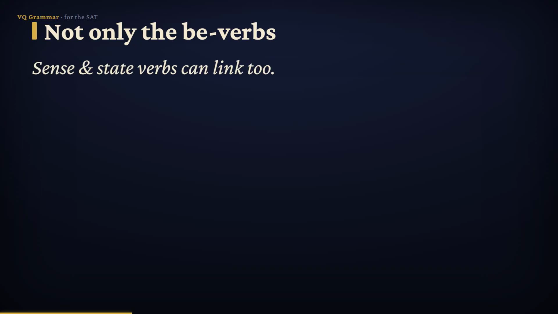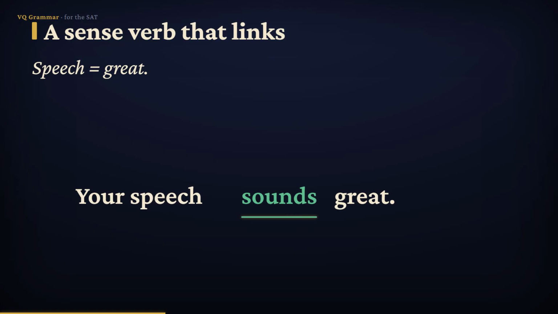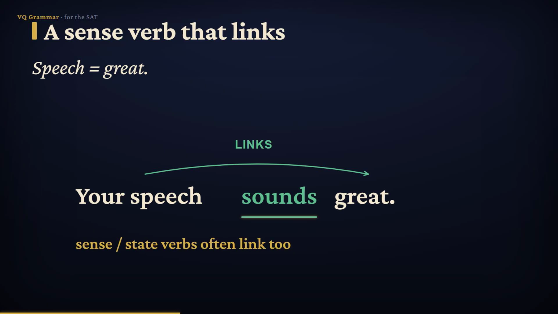Now, the be verbs aren't the only linking verbs out there. A whole handful of others can link too. Appear, become, feel, grow, look, remain, seem, smell, sound, and taste. Notice that many of these involve a sense or a state, how something feels, looks, or sounds. For instance, your speech sounds great. Sounds isn't an action here. It links your speech to great, telling us your speech is great. So these sensory verbs very often act as linking verbs, joining the subject to a description.